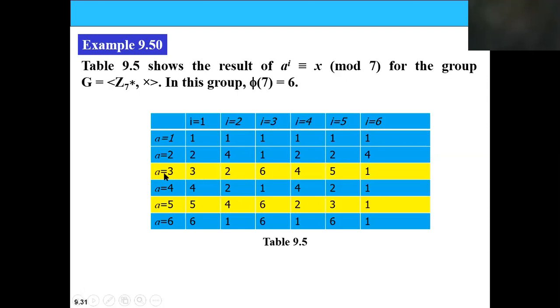If a is 3, 3 to the power 1 is 3, 3 to the power 2 is 2 under mod 7. Here you can see these two rows, the blue and yellow ones, that generate all the elements of Z7*. It means except 0, all the elements of Z7* are generated through these values of a, 5 and 3. In that case, 3 and 5 are the primitive roots or generators of Z7*.